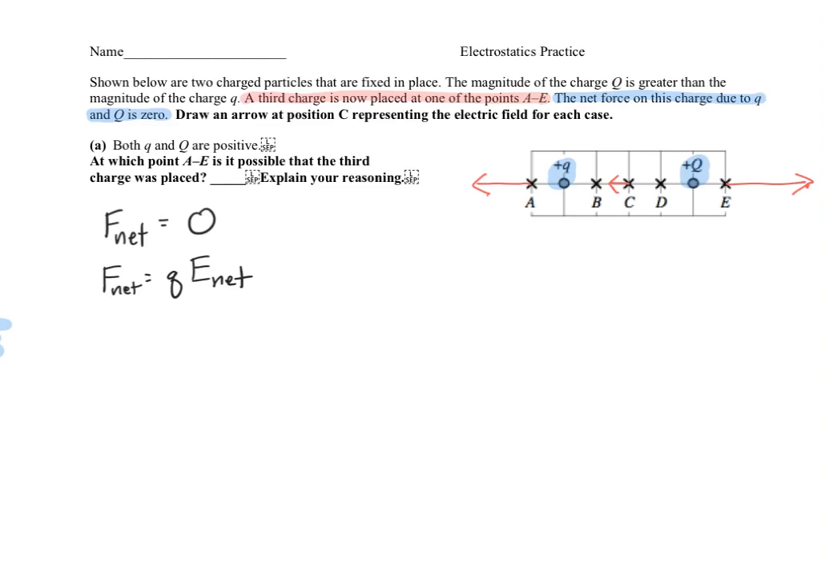That'll be an even bigger problem at point D. Now we're closer to the bigger charge, so it's absolutely going to win over the weaker charge. And that leaves point C. So point C is, in fact, the answer. We want to place our third charge at point B.